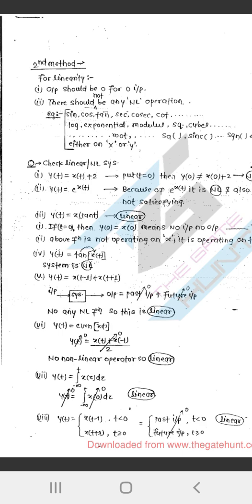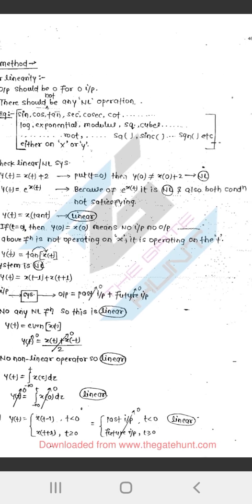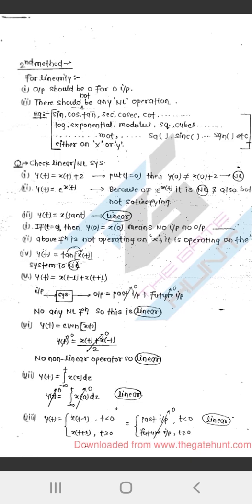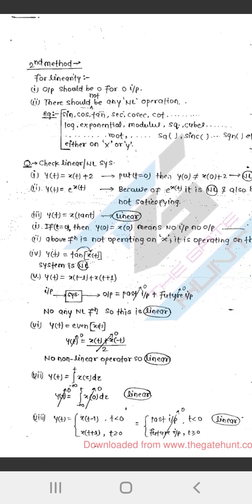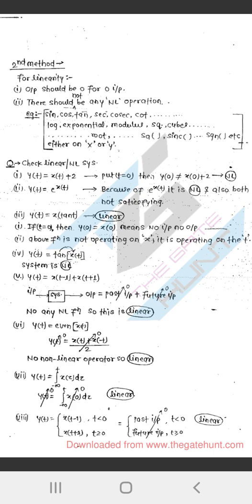Example of linearity. Check linear or non-linear system. y of t is equal to x of t plus 2. Put t is equal to 0. The y0 is not equal to x of 0 plus 2. y of t is equal to e raised to x of t, because e raised to x of t is non-linear, and both conditions are not satisfied. y of t is equal to x tan of t: the system is linear. If t is equal to 0, then y0 is equal to x of 0, meaning no input, no output.